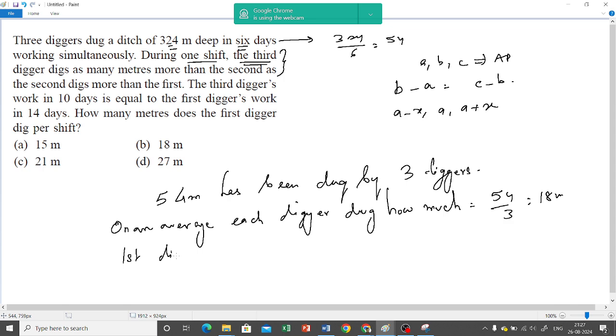So here I can take it that way. First digger 18 minus X, second digger 18, and third digger 18 plus X. If you see this, the third digger digs as many meters more than the second. So 18 plus X minus 18 is X, as the second digger digs X more meters than the first. So 18 minus (18 minus X) is also X. Yes or no, Shrutama?